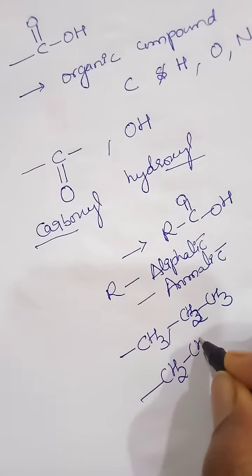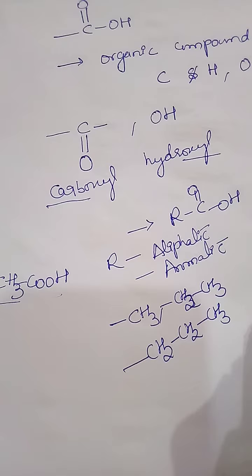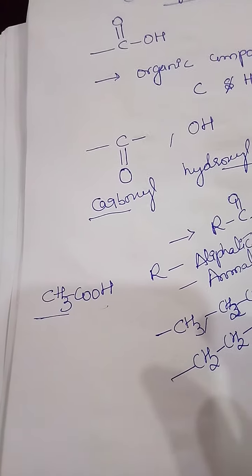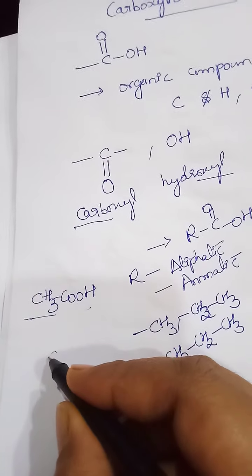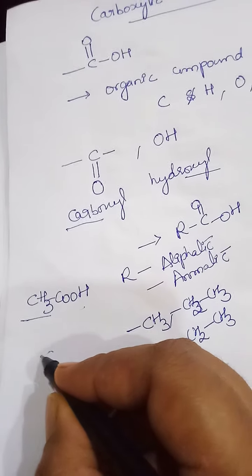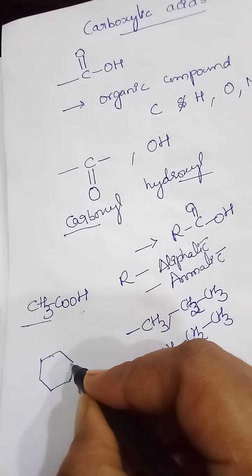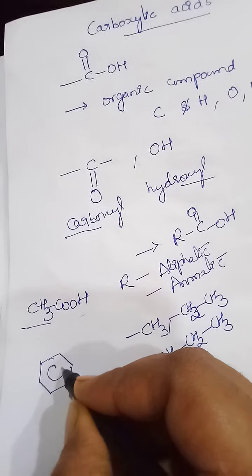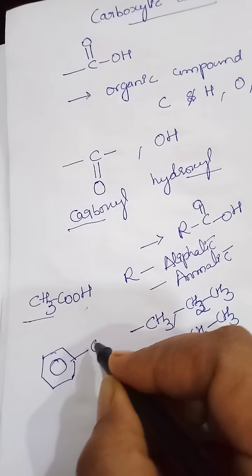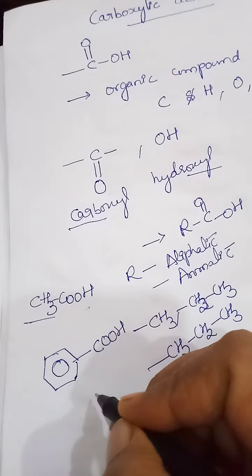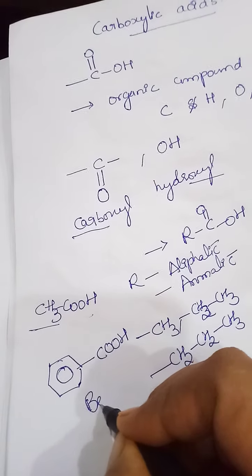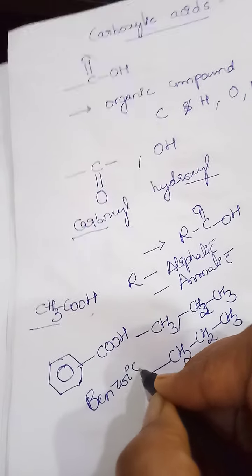This is acetic acid, or we can also call it ethanoic acid. Here the CH3 is an alkyl group. The alkyl group may be methyl, ethyl, propyl, or any chain. Now for aromatic acids, the R group is simply replaced by a benzene ring, and to this we write COOH. This is a simple example, benzoic acid.